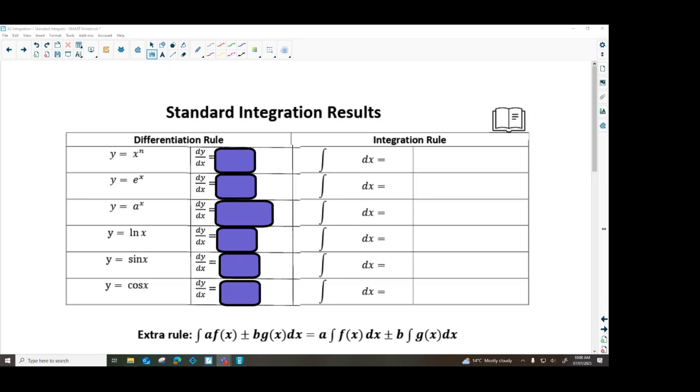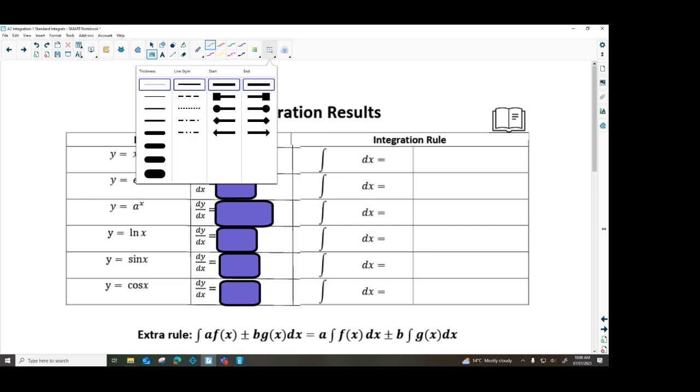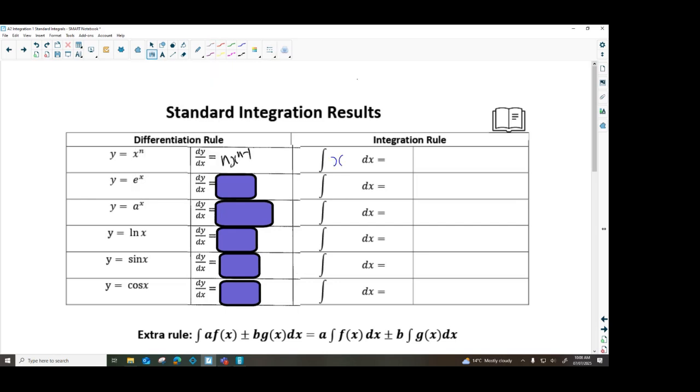which you know already. So as you should know, if y is x to the n, dy by dx is nx to the n minus 1. The integration result, which is the reverse of that, which is what we did last year, is that if you integrate x to the n, you get 1 over n plus 1 x to the n plus 1 plus c. And it's worth bearing in mind this rule does not work when n is minus 1, because then n plus 1 would be 0 and we cannot divide by 0.